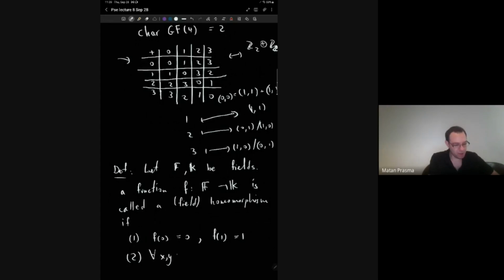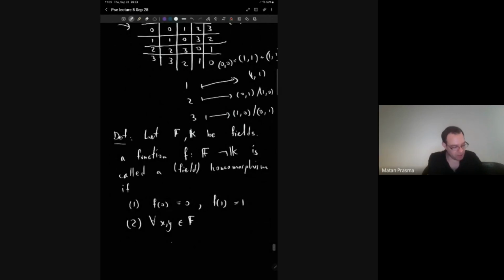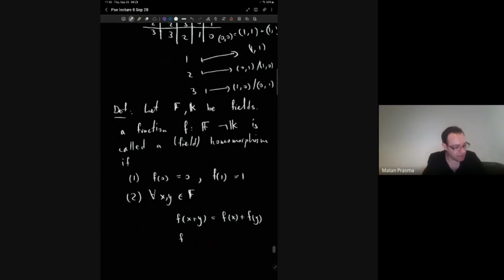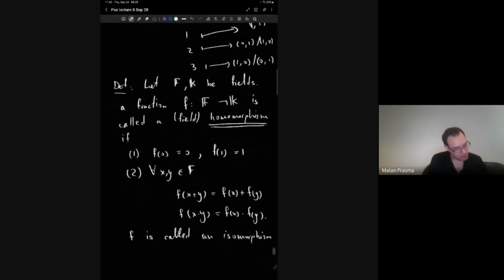Two, for any x and y in F, I want that F of x plus y is F of x plus F of y. And I also want that F of x times y is F of x times F of y. And so this is a homomorphism, and F is called an isomorphism if it is in addition injective and bijective.